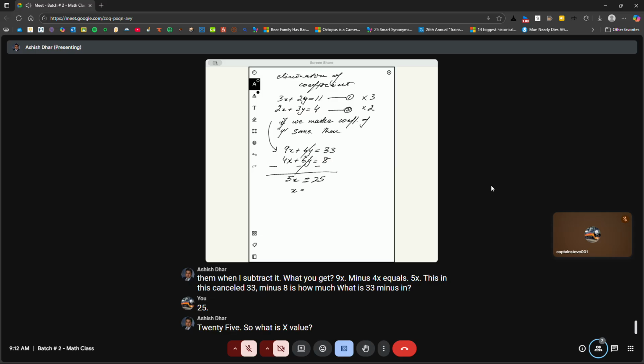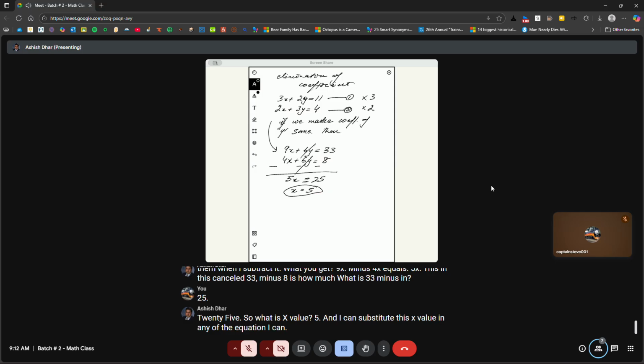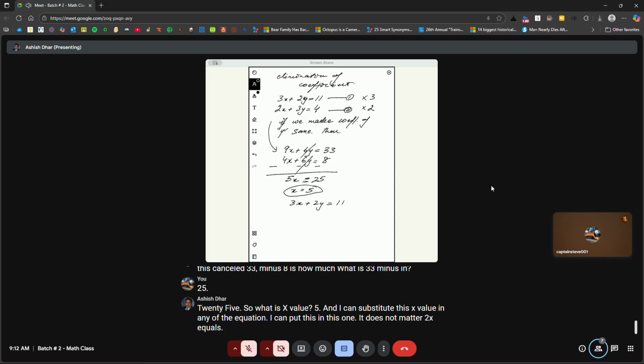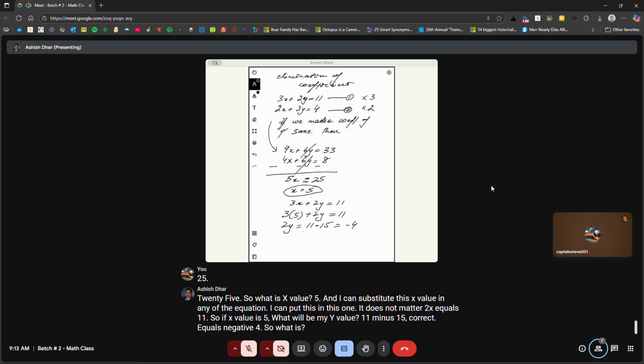So what is x value? 5. And I can substitute this x value in any of the equations. I can put this in this one, it does not matter. 2x equals 11. So if x value is 5, what will be my y value? 11 minus 15, correct? Equals negative 4. So what is y value? Negative 2.